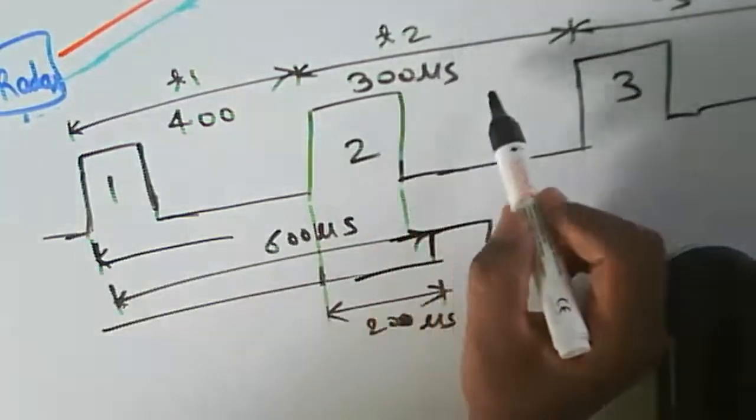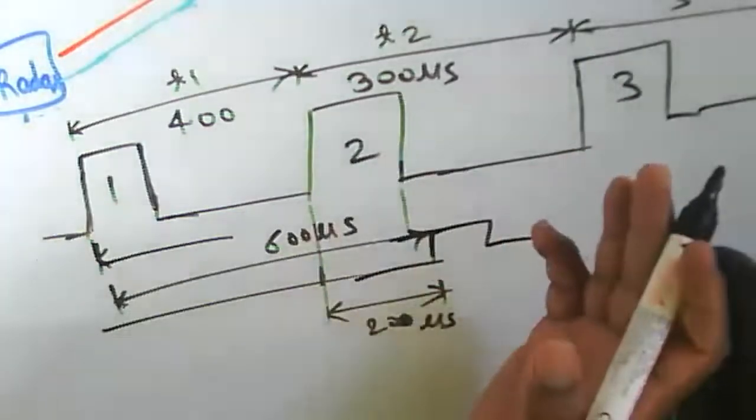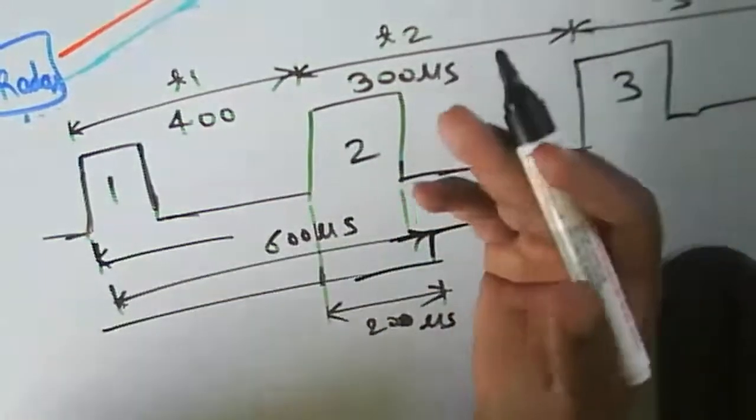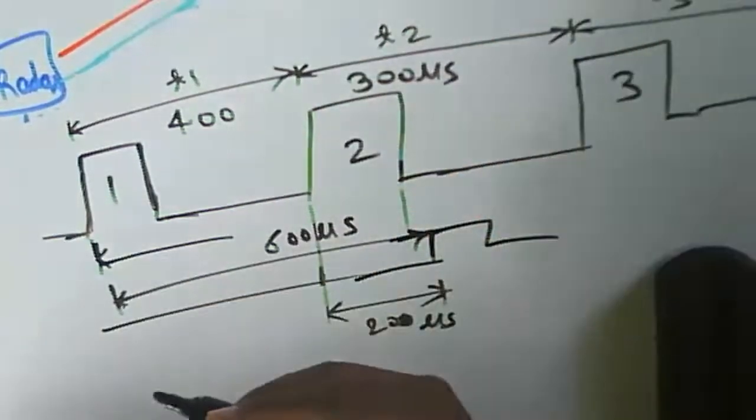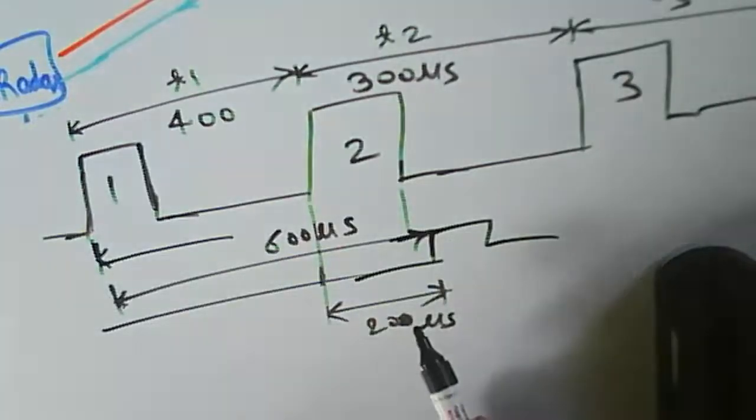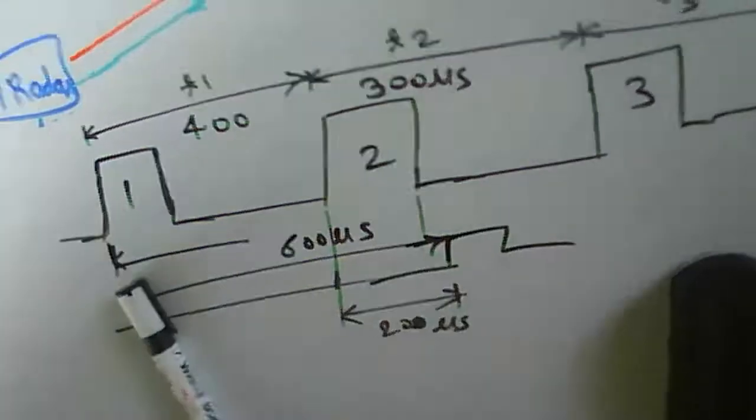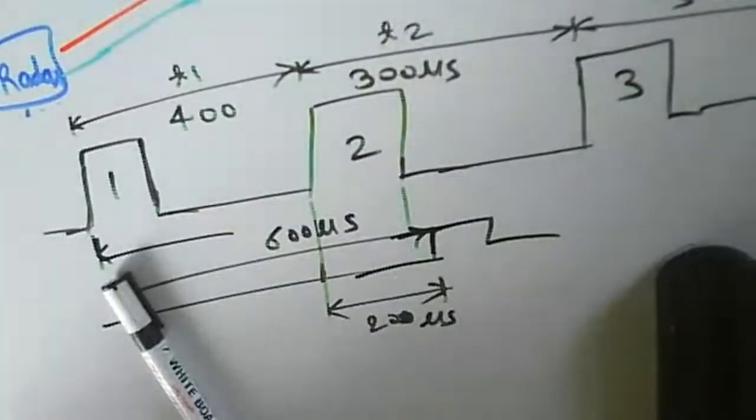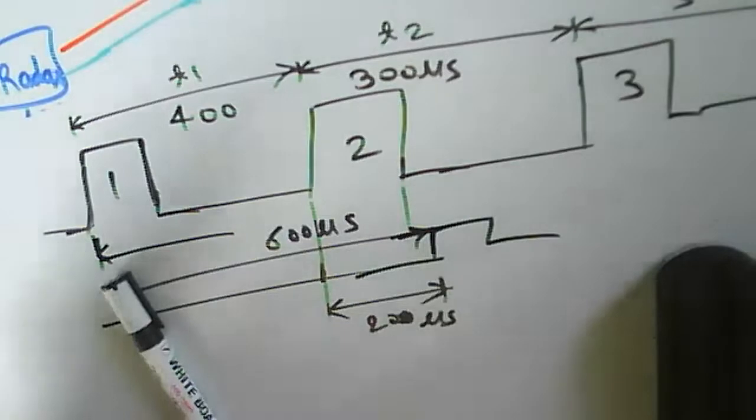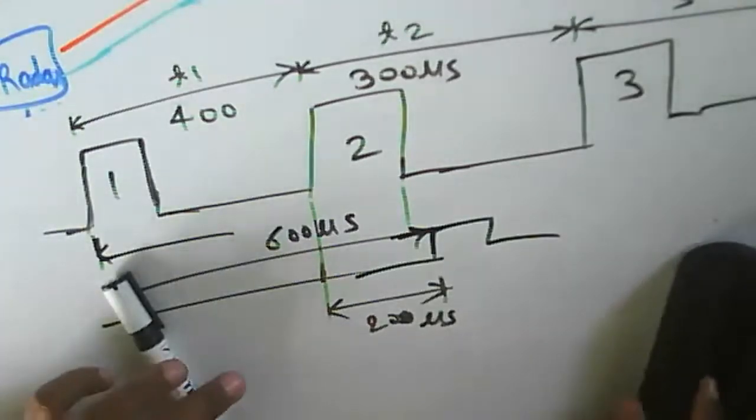Now this is 400 plus 300, so it is about 700, because to receive the second pulse it takes more time. That's why we have to use some rule to avoid that ambiguity, or to solve the ambiguity problem. That's the range ambiguity problem.